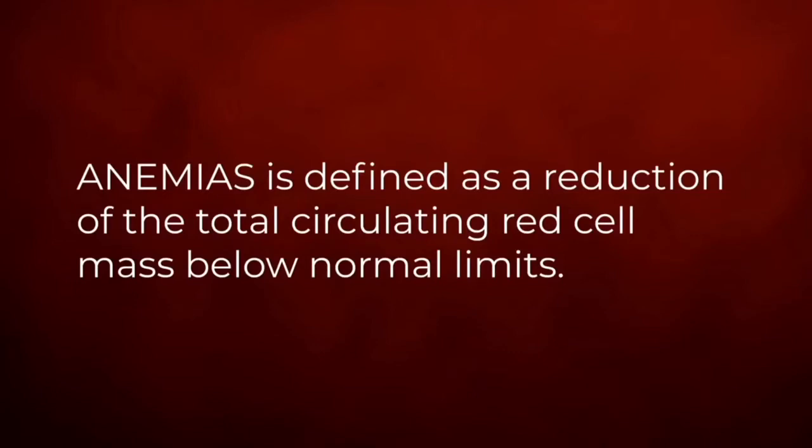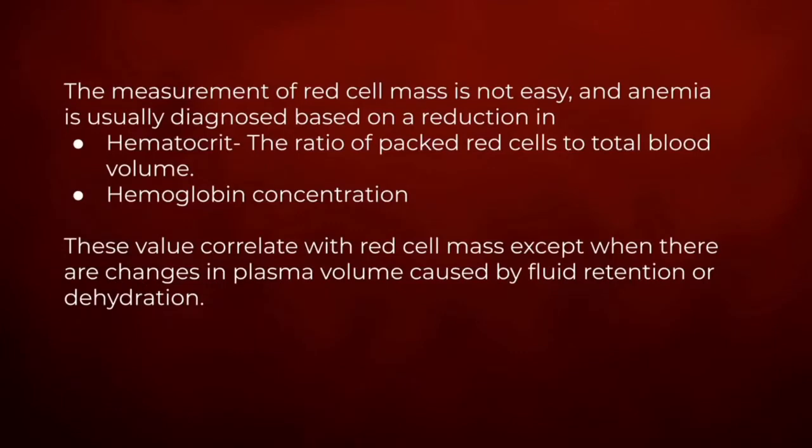Next, the measurement of red cell mass is not that easy. Anemia is usually diagnosed based on a reduction in two things: one is hematocrit and the other is hemoglobin concentration. We know very well what hemoglobin concentration is, and based on that the red cell mass is calculated. The hematocrit is the ratio of packed red cells to total blood volume. These two things are very important for the measurement of red cell mass.